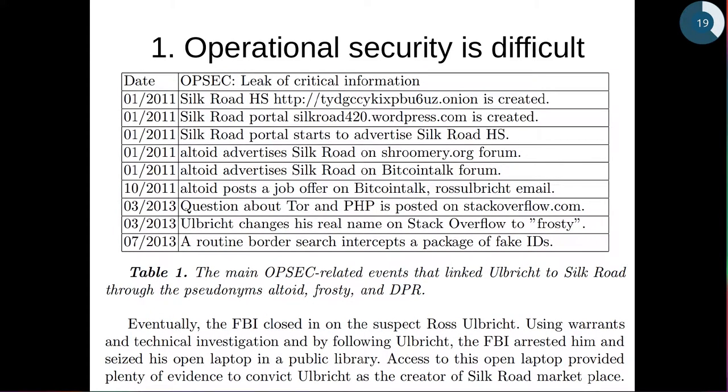And at the same time, Ross was doing multiple things. He created the Silk Road Marketplace, and after that, he was the first one to tell that this marketplace exists. He also created this portal on WordPress, and again told that there's this portal too. He was using the Altoid nickname on shroomery.org and told about Silk Road. He was using the Altoid nickname on the Bitcoin Talk Forum and was sharing information that, by the way, you can sell and buy drugs from Silk Road here.